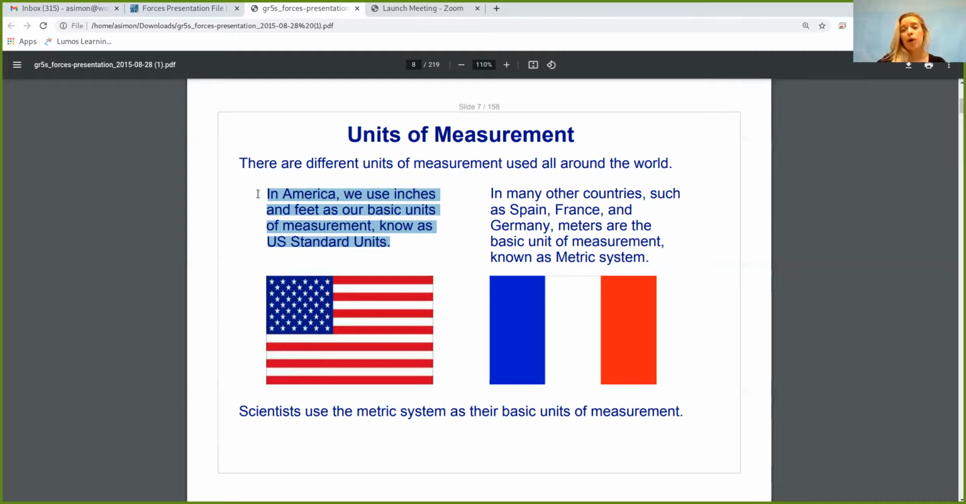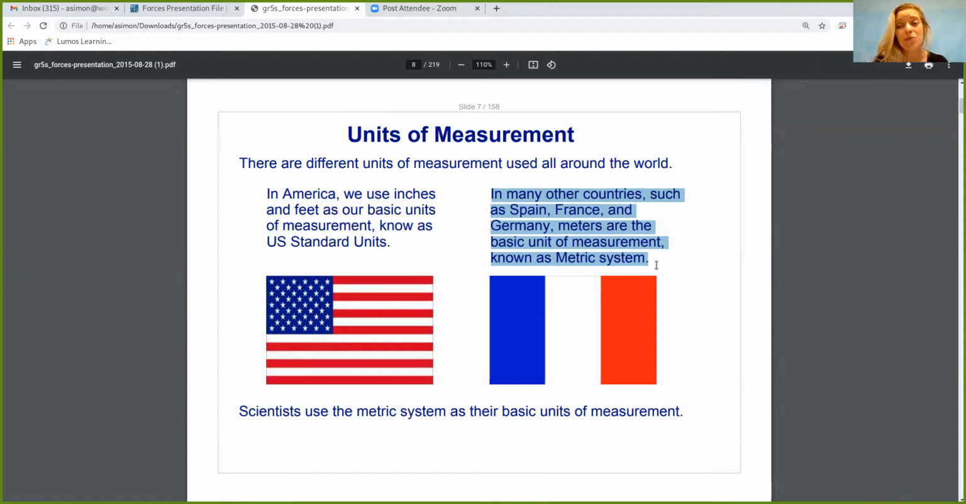Because the whole rest of the world uses something that we call the metric system, okay? The United States just needs to be different and use the US standard units, but the whole rest of the world uses the metric system. So in many other countries, such as Spain, France, and Germany, meters are the basic unit of measurement, known as the metric system. Okay, so meters are our basic unit of measurement in the whole rest of the world, and we call that the metric system.